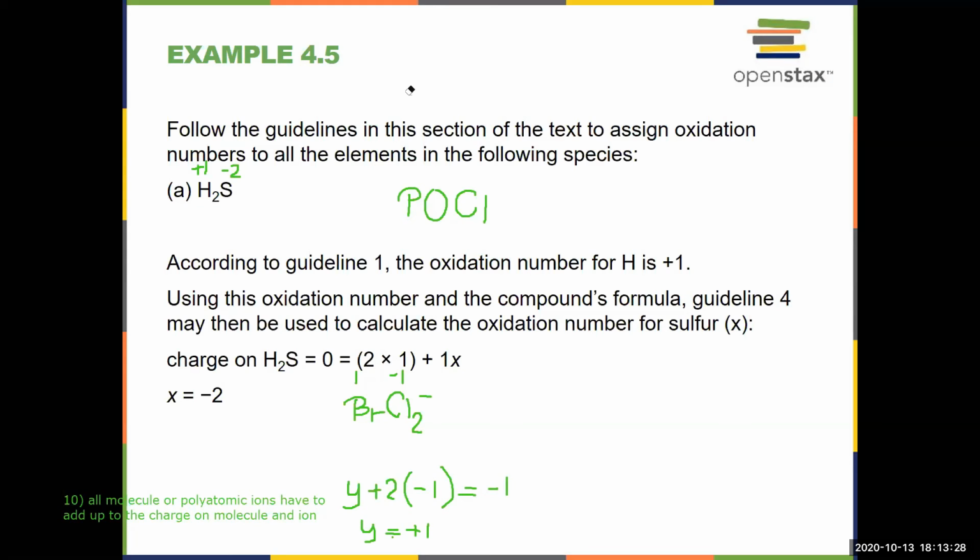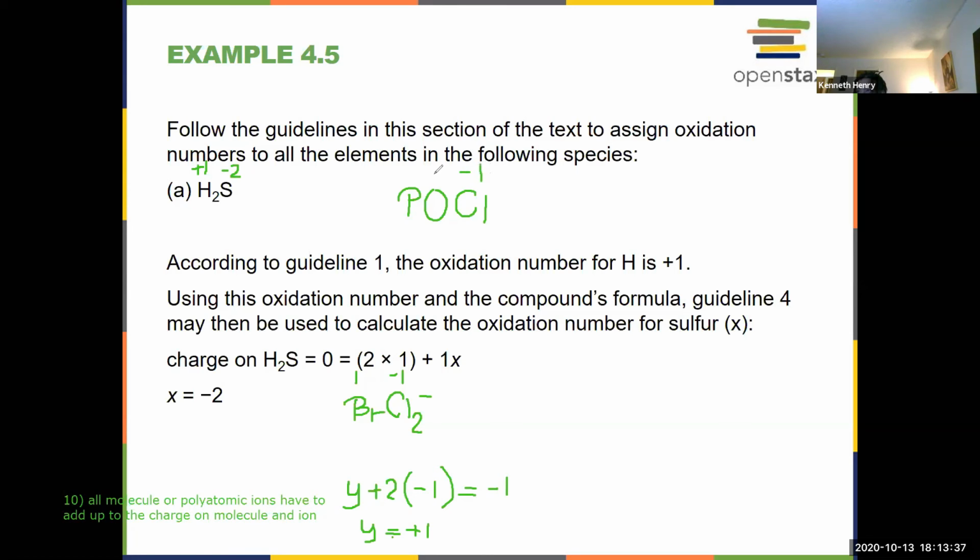Cl is -1, O is -2, and P is +3. If Cl is -1 and O is -2, then P must be +3. That's right. Piece of cake?